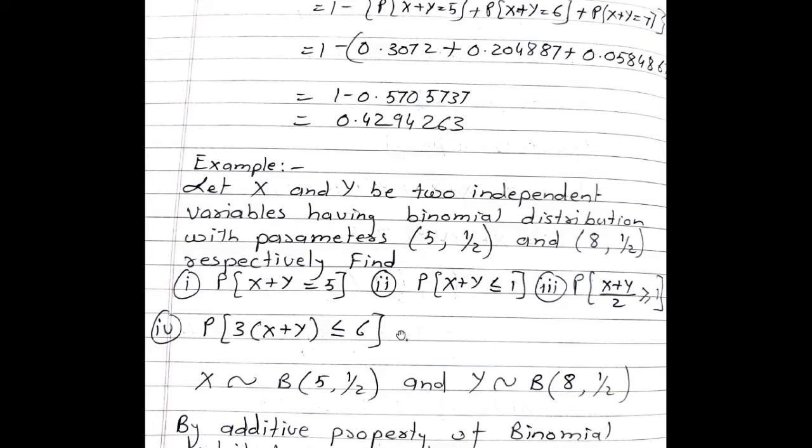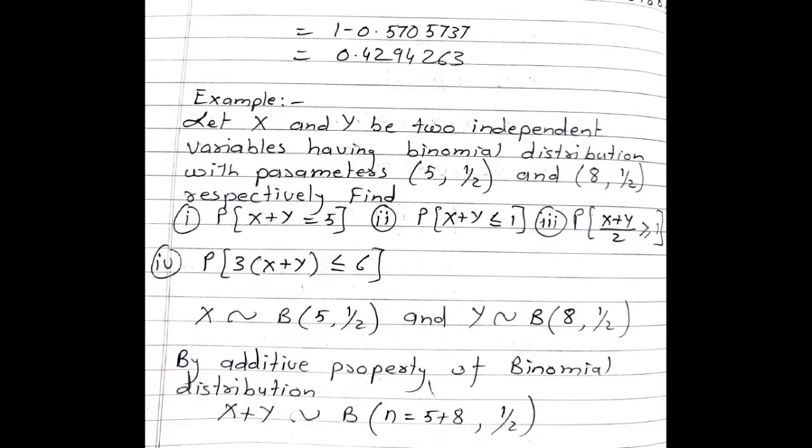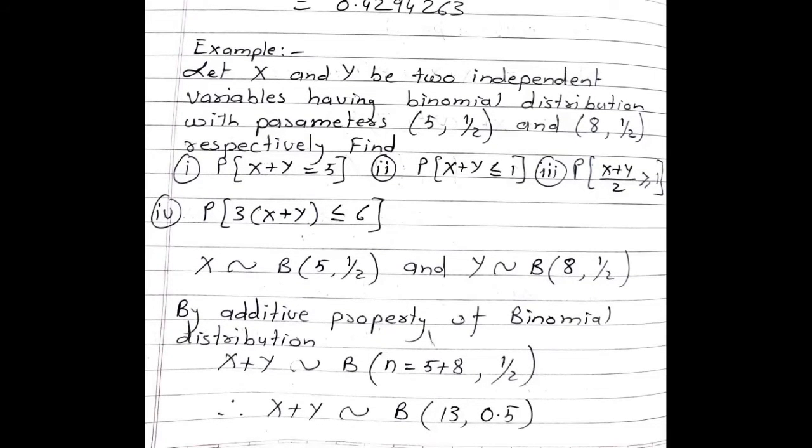Now we will apply the additive property of binomial distribution. We are given that X follows binomial distribution with 5, 1 by 2 and Y is following binomial distribution with parameters 8 and 1 by 2. By the additive property of binomial distribution, X plus Y will follow binomial distribution with parameters 13, that is 5 plus 8, 1 by 2. So therefore X plus Y follows binomial distribution with parameters 13 and 0.5.